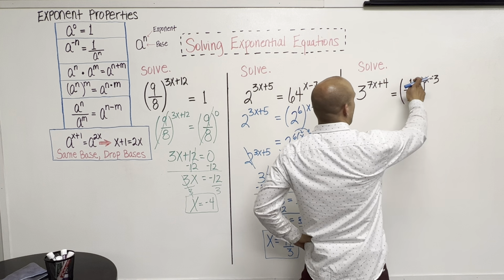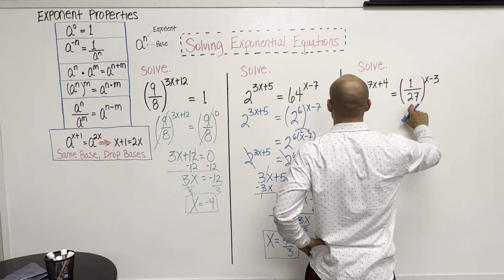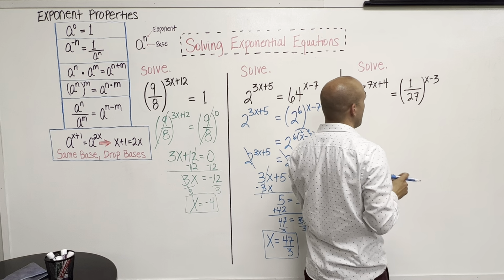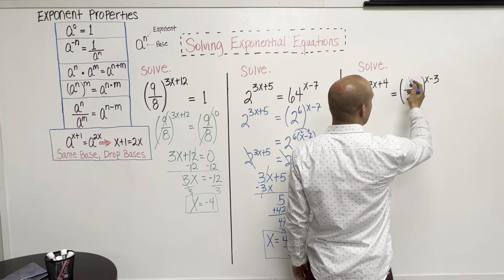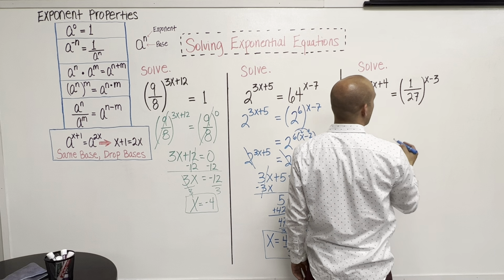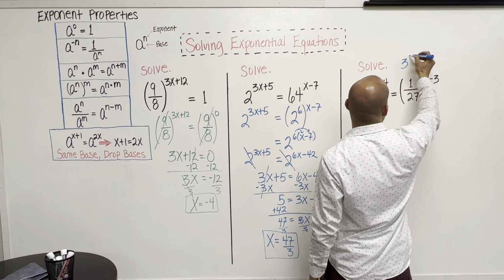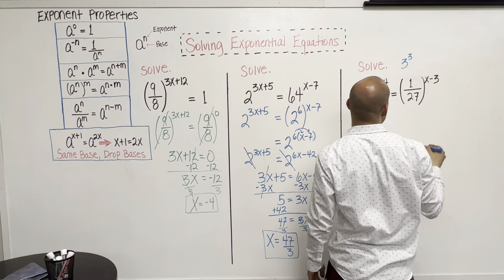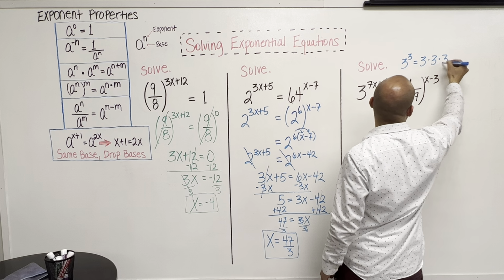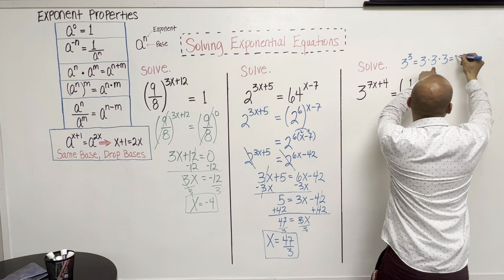Lastly, this one's a bit different. I have a fraction here, just like here, but this one's going to be slightly different. Now, when I see stuff like this, I usually focus in on the denominator, okay? I know that 27 is 3 raised to the power of 3, so 3 cubed is equal to what? 3 times 3 times 3. 3 times 3 is 9, and then 9 times 3 equals 27.